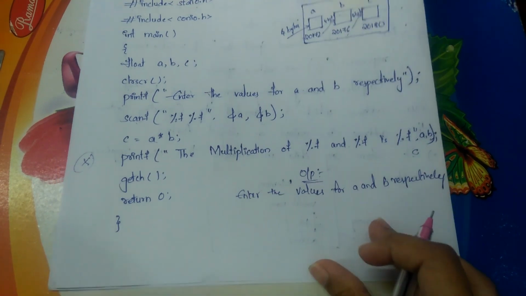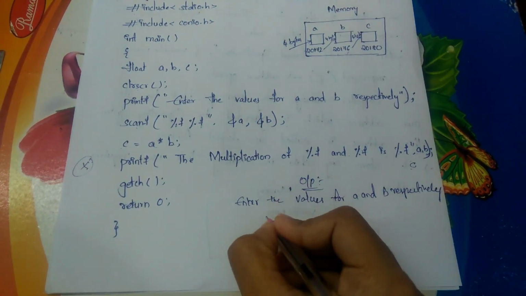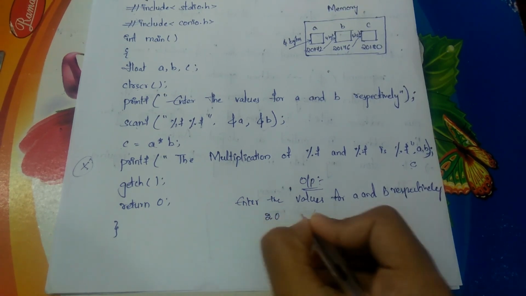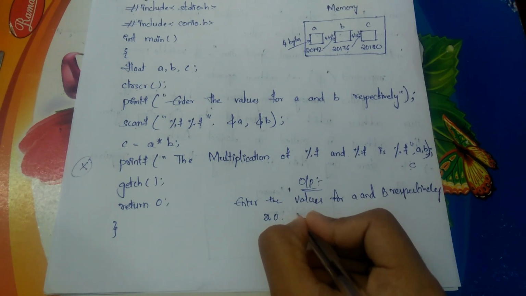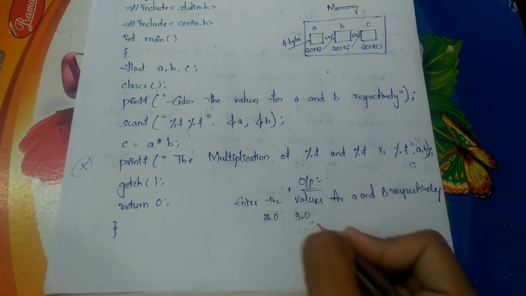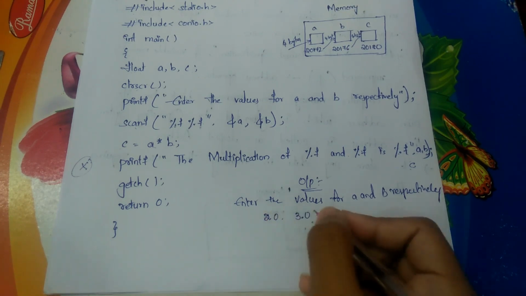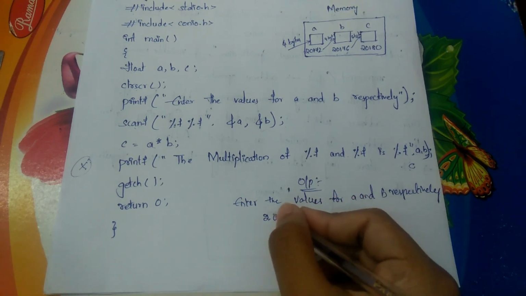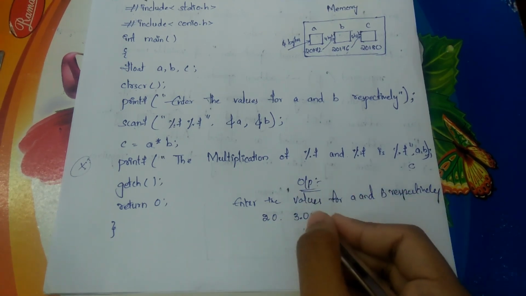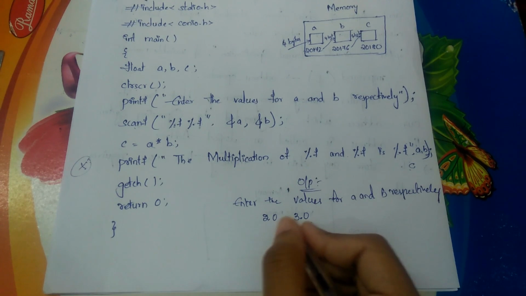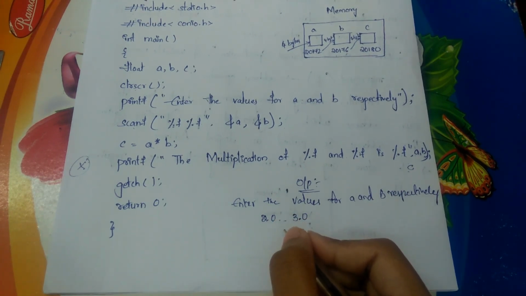Now we have to enter the values. For example, we are taking floating point numbers. So I am entering 2.0, and after giving some space I am giving 3.0. So these two values I gave. You can take anything, 2.2 or 3.2, whatever numbers you want to give. The first one is for A and the second is for B. So compulsorily you need to give a space between them.